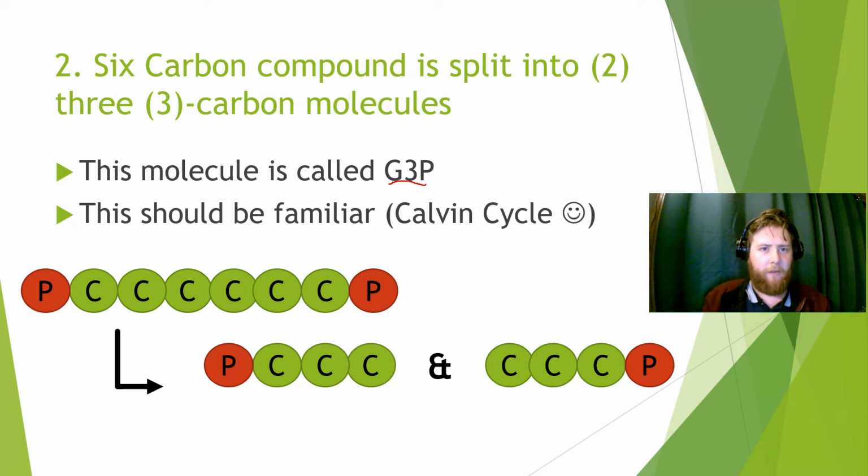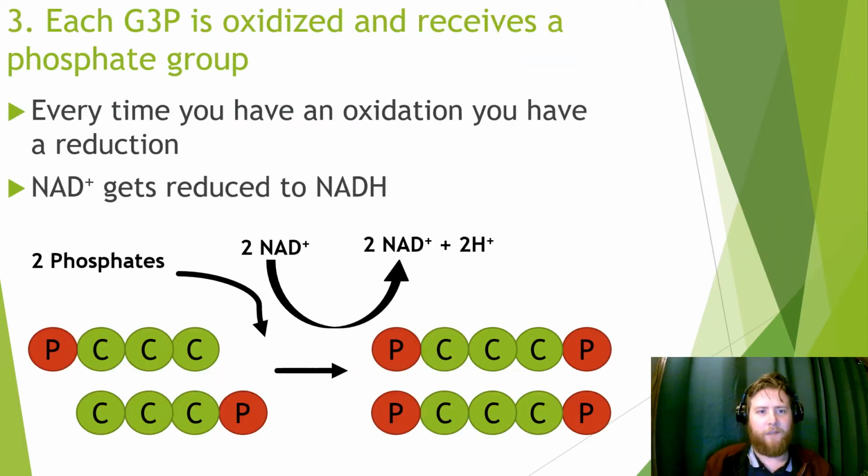But now we have 2 of these G3Ps here, and we're going to send those on to the next stage. At this point, we're going to take each G3P and oxidize them, and they're going to receive a phosphate group. Remember that every time you have an oxidation, you have a reduction. This is going to be important later. This NAD plus here is going to turn into NADH.